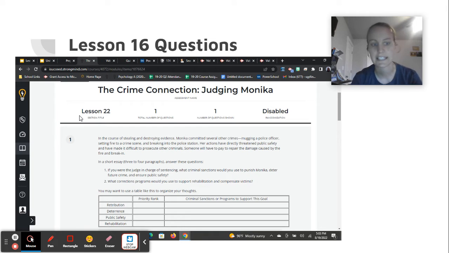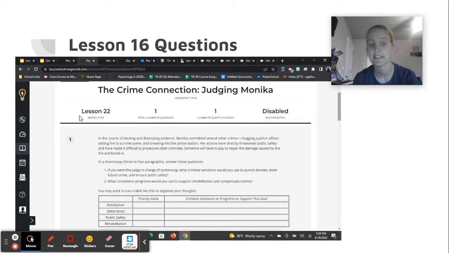it really is lesson 16. So, in the course of stealing and destroying evidence, Monica committed several other crimes: mugging a police officer, setting fire to a crime scene, and breaking into the police station. Her actions have directly threatened public safety and have made it difficult to prosecute other criminals. Someone will have to pay to repair the damage caused by the fire and break in. And this is where your question comes into play.